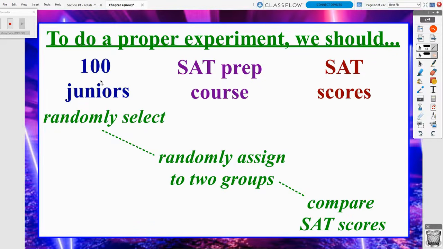So overall, this is ideally what we want to do. We want to have our subjects, and we want to randomly select them. We want to have our treatments, but we want to assign our subjects to however many treatments that we have, however many groups that we have. And in this case, it was just 2. And then in the end, we want to compare our SAT scores. So we're going to get more in depth into this. Like we're going to draw an outline, if you will, a map of an experiment.